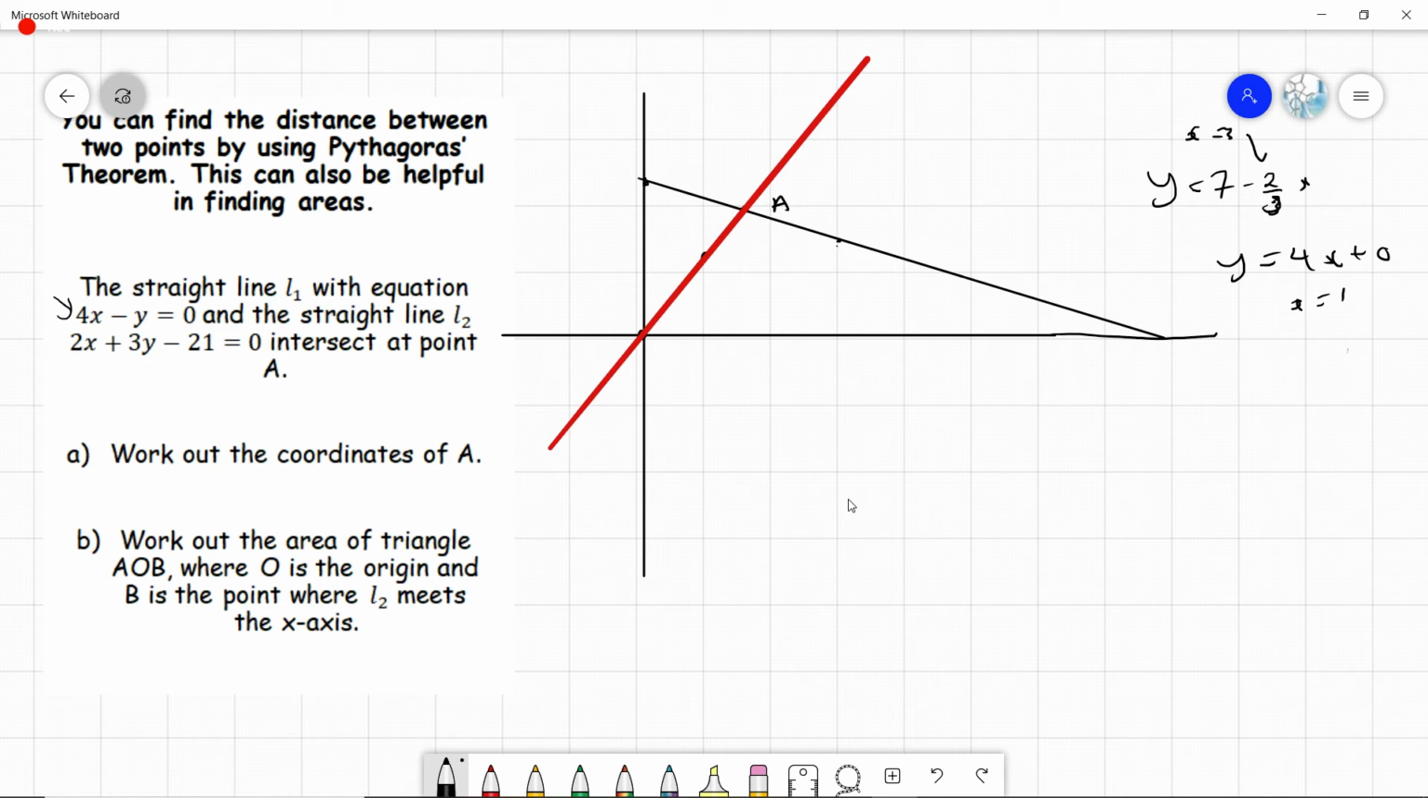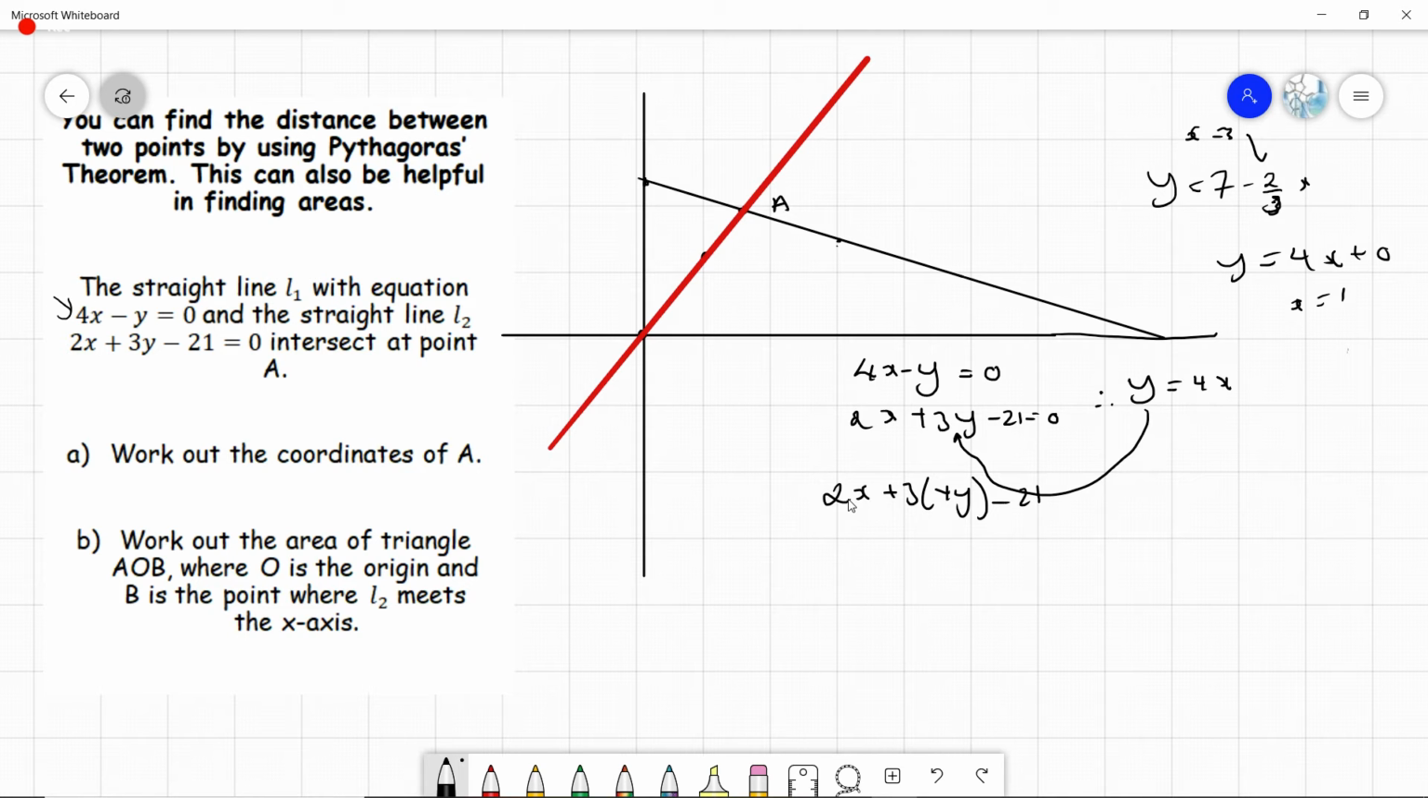That is A. So we have two lines intersecting, which means we have to solve a quadratic simultaneous. So 4x minus y is equal to 0, and we know that 2x plus 3y minus 21 is equal to 0. So therefore we can say that y is equal to 4x. We're going to take this y and put it into here, so 2x plus 3 lots of 4x minus 21 equal to 0.